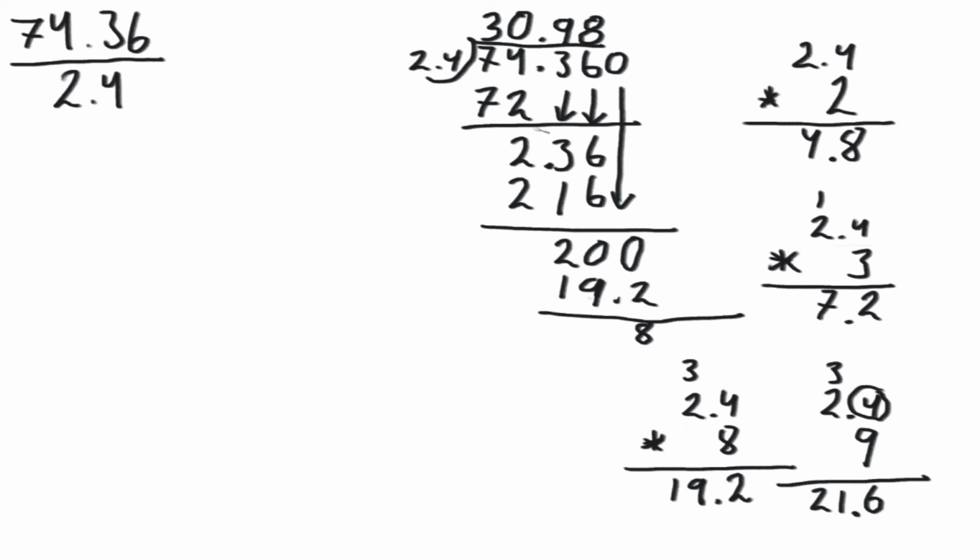Now we can keep playing this game to get more precision, but now we have 4 digits, which is pretty good. So 74.36 divided by 2.4 is 30.98. And then there are some other digits here that we don't care about in this round.